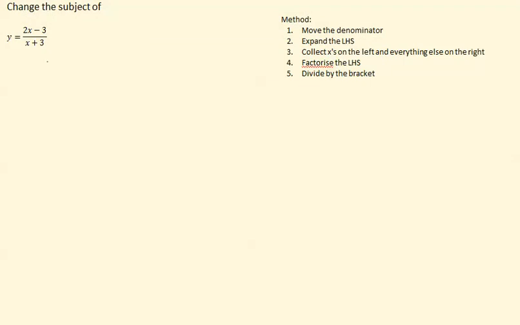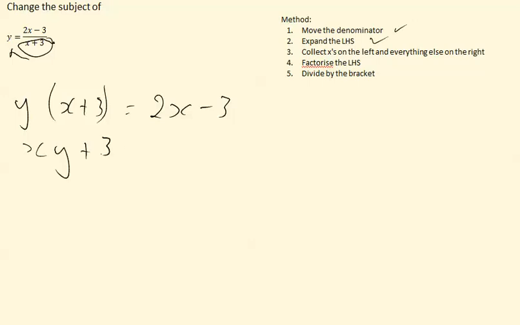So my first thing is I'm going to move this bottom denominator over, so I get y bracket x plus 3, because I'm multiplying the y by the whole thing on the bottom. If I expand, that's my first one done. My second one, I'm going to expand my left hand side, so I get xy plus 3y equals 2x minus 3.